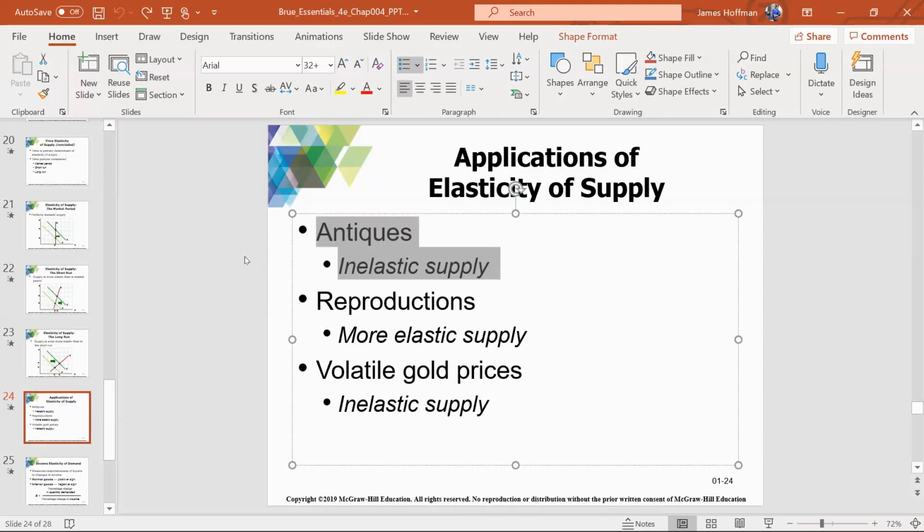Okay, and then let's see. So these are some more examples of how you categorize elasticity of supply. So antiques are clearly inelastic because they're already done, they're antiques, you can't get more of them, and so changing the supply is pretty much impossible, because it's impossible to make more of them.